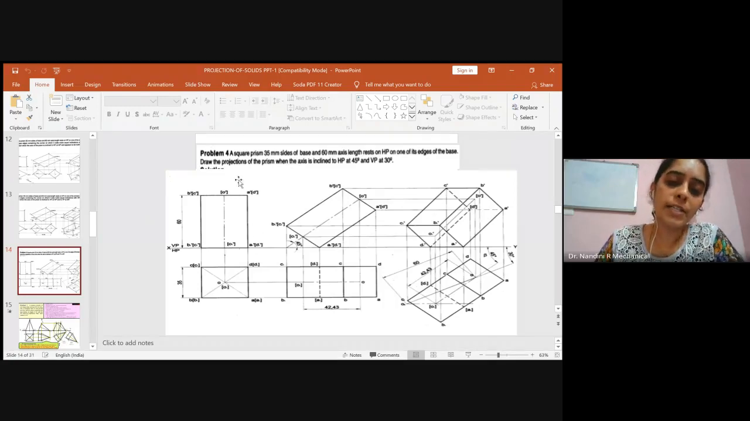So in the first stage, once you have shown the position resting on one of its side, satisfying the condition axis perpendicular to HP. In the second stage, the assumption is we assume the axis inclined to the angle.